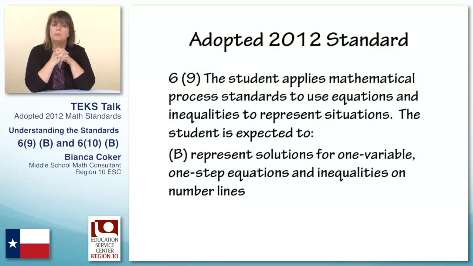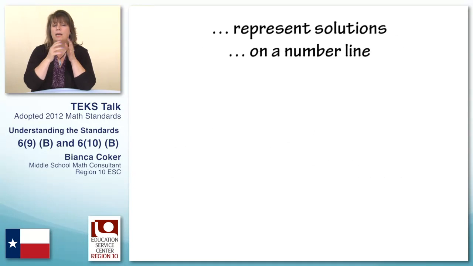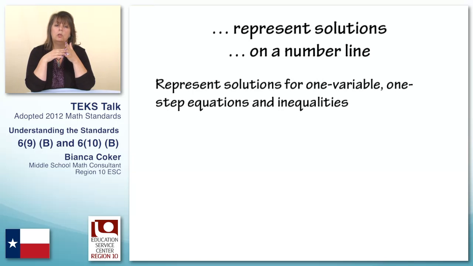6-9B states that the student applies mathematical process standards to use equations and inequalities to represent situations. The student is expected to represent solutions for one variable, one-step equations, and inequalities on number lines. So looking at that standard, I focused in on representing solutions on a number line. That's really what we're talking about. So, if we are representing solutions for one variable, one-step equations, and inequalities, that means that once we've solved those equations and inequalities, we're going to provide a graphical representation of that solution.